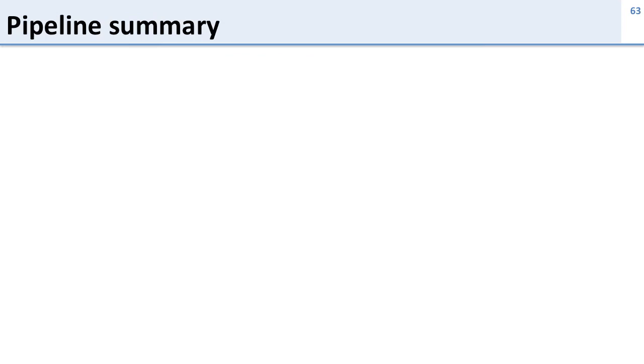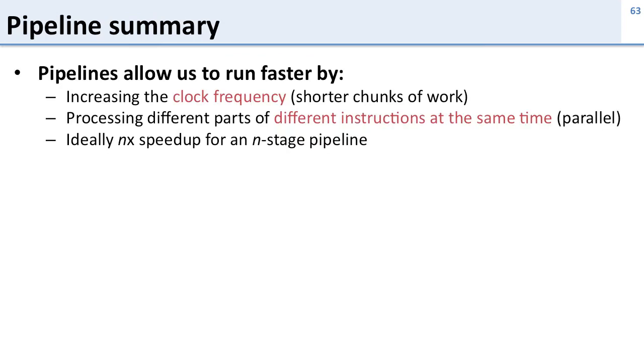So let's summarize what we've talked about with pipelines. Pipelines allow us to run faster by increasing the clock frequency. That is, we chop our instruction up into smaller pieces so we can run faster. And by processing different parts of different instructions at the same time. That is, getting parallel execution out of the instructions. So we saw how ideally we'll get an n times speed up for an n-stage pipeline.